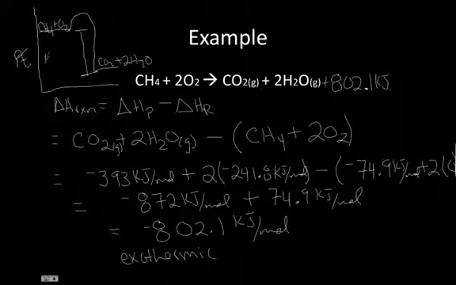We also have to put our energy in here, and for our delta H value, so our delta H is equal to negative 802.1 kilojoules. Now, if you have any questions, please make sure that you ask them.